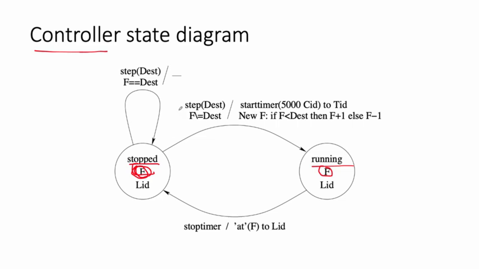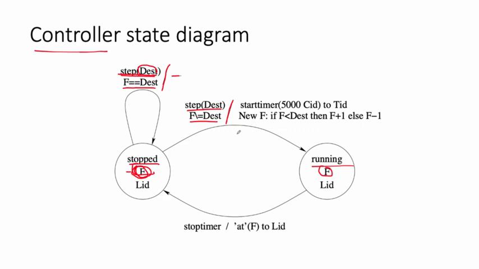So the controller can receive a step message from the lift. Notice this is the first state. I receive a step message. If F is equal to dest, the destination that I want to go to, and I'm already at floor F, then I do nothing. This is like a no-op. Now, if I receive a step message, so the left of the bar is a receiver, and F is different from dest, then I have to do something.